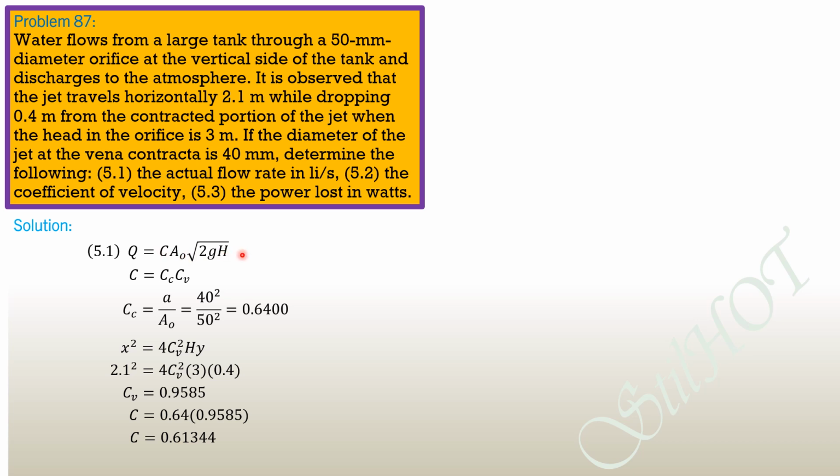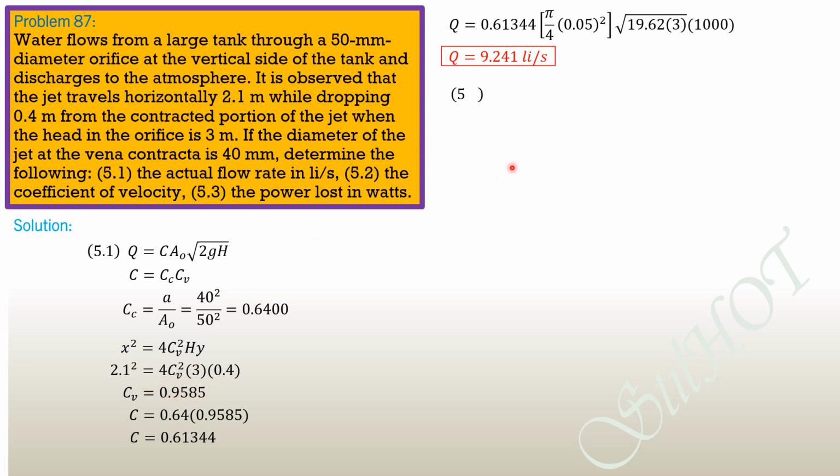We then substitute into this formula here to solve for Q in liters per second. So we multiply the right side by 1000. So Q is 0.61344 C, with area of the orifice pi over 4 times 0.05 diameter square, times the square root of 19.62 times 3, times 1000. 19.62 is 2G. So Q is equal to 9.241 liters per second. Then for 5.2, the coefficient of velocity, we already computed that. So 0.9585 C sub V.